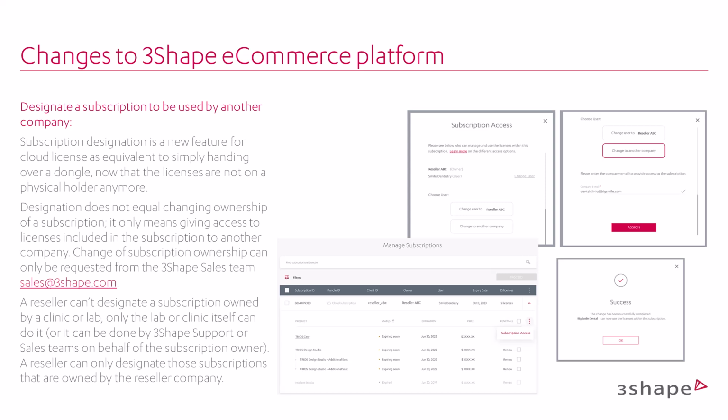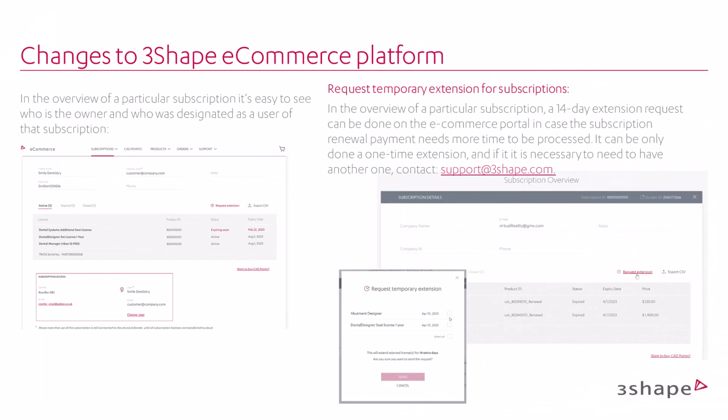sales@3shape.com. A reseller can't designate a subscription owned by a clinic or lab. Only the lab or clinic itself can do it. It can also be done by 3Shape support or sales teams on behalf of the subscription owner. A reseller can only designate those subscriptions that are owned by the reseller company. In the overview of a particular subscription, it's easy to see who is the owner and who is designated as a user of that subscription.